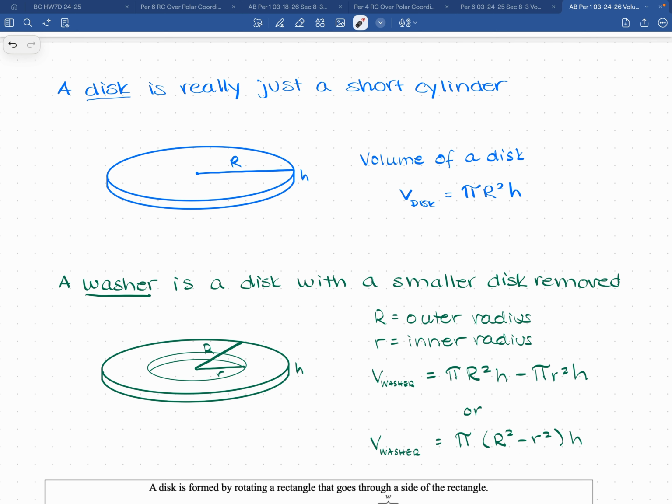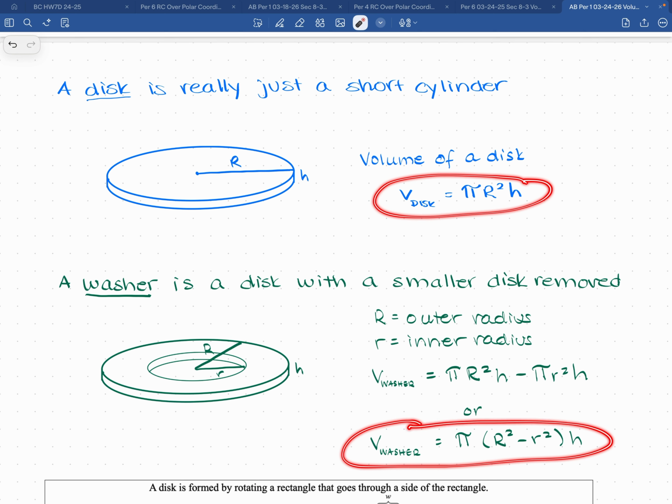A washer is just a disk with a smaller disk removed. So this time we have two radii. I'm using a capital R for the outer radius and a little r for the inner radius, that smaller disk that we're removing. So for the volume of a washer, it's just the volume of the big disk minus the smaller disk that made the hole. And in this case, since they both have a pi, we can factor that out. And they both have an h, and so I can factor that out as well. And so these are the key formulas to remember when you're doing volumes by disks and washers, because we're going to use these over and over and over again.